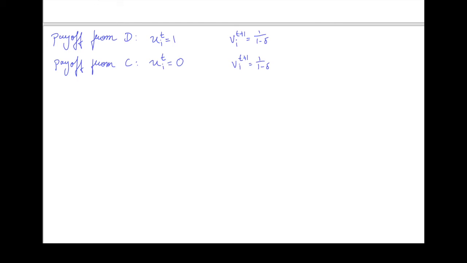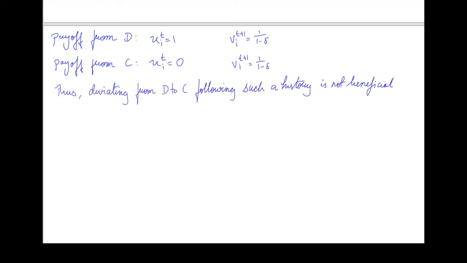By disobeying the Grim Trigger strategy today, you have not changed your continuation payoff, but you have decreased your payoff today. So deviating from D to C isn't beneficial. You're only going to reduce your payoff. So there is no one-shot deviation following a history where somebody has played something other than C and Grim Trigger is telling you to play D.